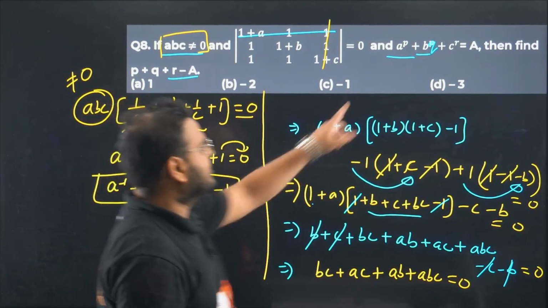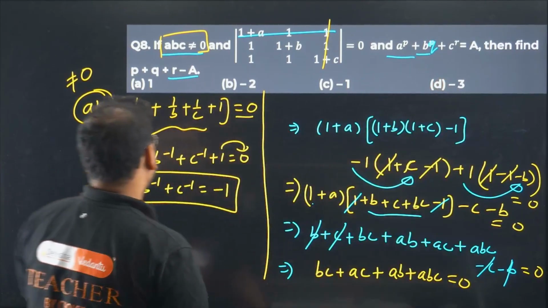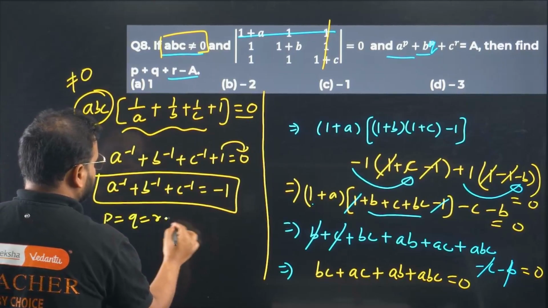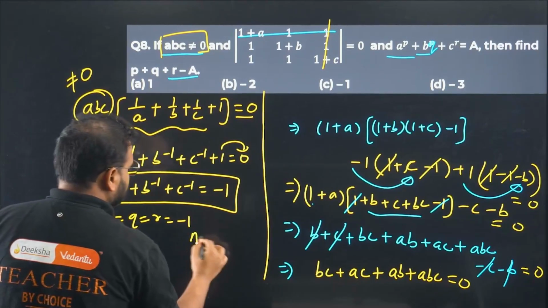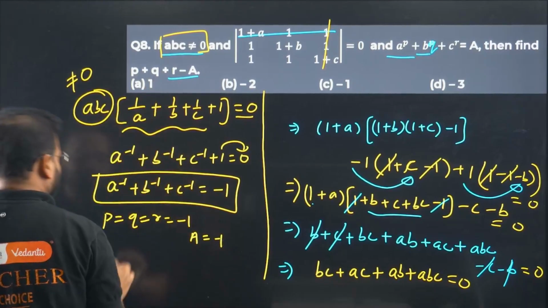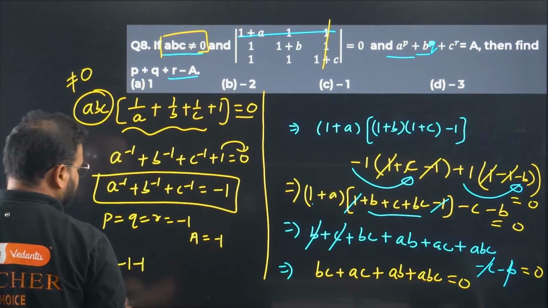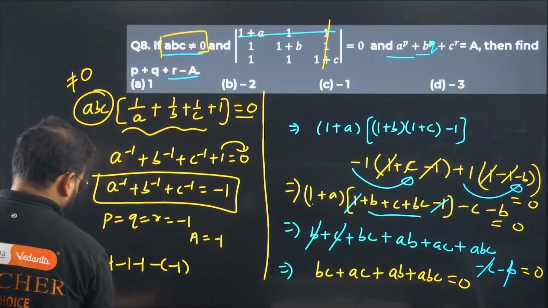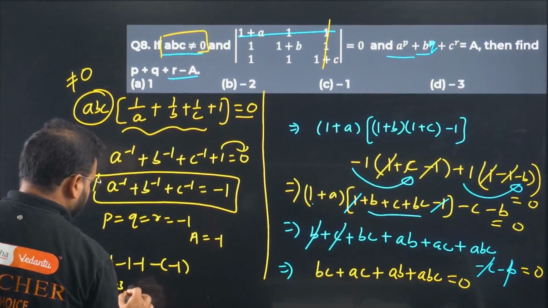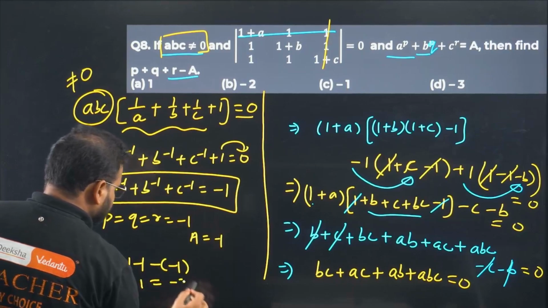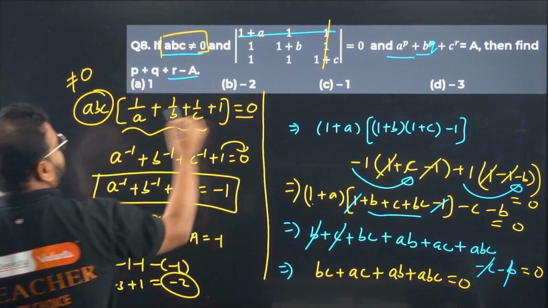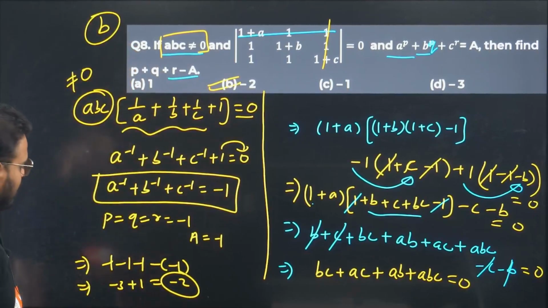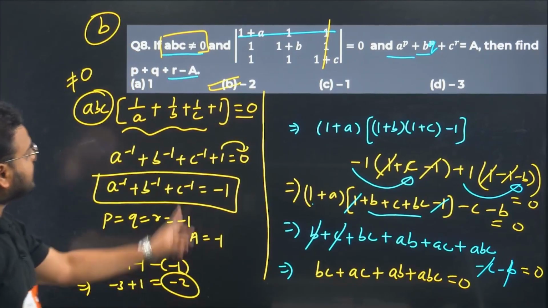Compare this with this now. What are you getting? You're getting P equals Q equals R equals minus 1, and even A is equal to minus 1. Answer you check over here. Minus 1, minus 1, minus 1, and we have minus of minus 1. How much do I get? My final answer is coming as minus 3 plus 1. How much is that? Minus 2. That's my final answer. Option has to be B. Okay, got it? Option is B, correct.